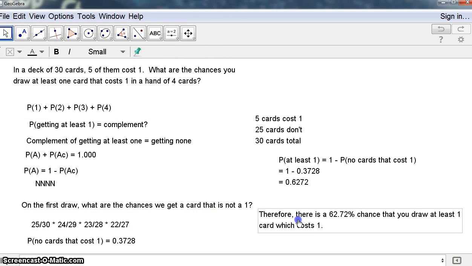So for these questions, keep in mind, a good strategy is always to think to yourself, can I go back? Can I think about it in terms of the opposite? Can I get the opposite of what I'm looking for and then subtract it from 1? That's a good technique that will save time on a lot of these questions, especially if it says at least 1.